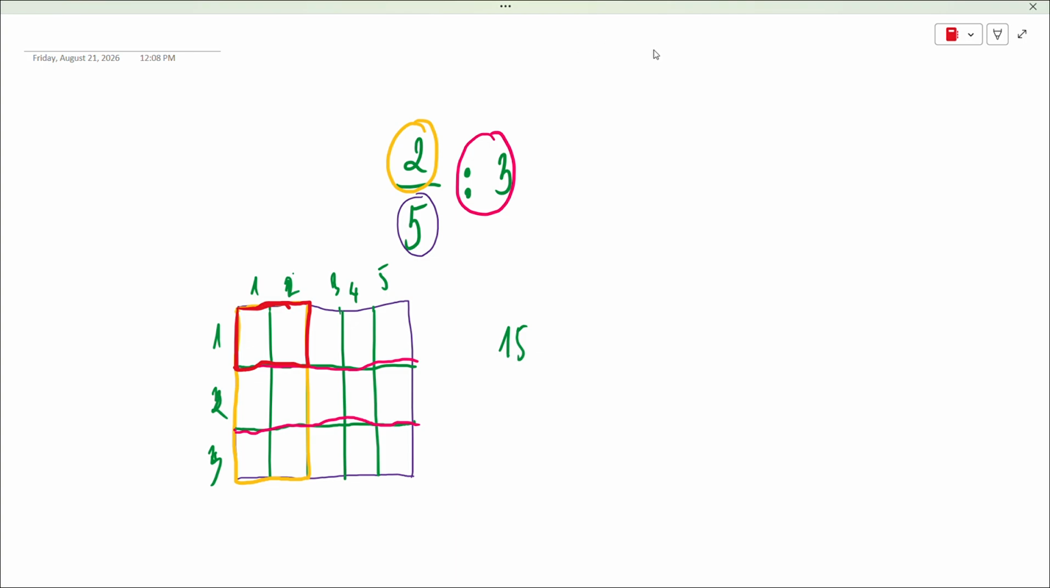So we have 1/15, 2/15. So the answer here is 2/15. Now we can solve it conceptually.